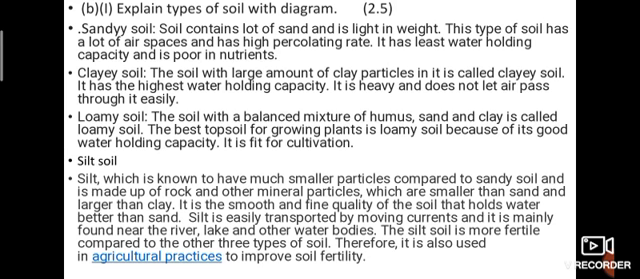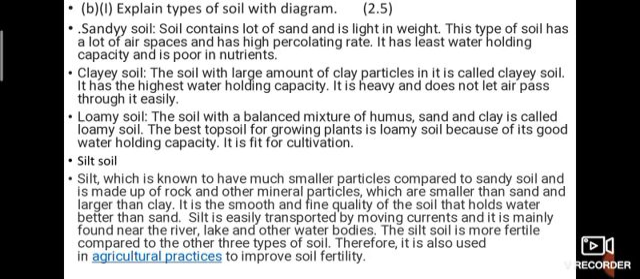Loamy soil. The soil with a balanced mixture of humus, sand and clay is called loamy soil. The best topsoil for growing plants is loamy soil. Because of its good water holding capacity, it is fit for cultivation. So which one decides the quality of soil? Water holding capacity.